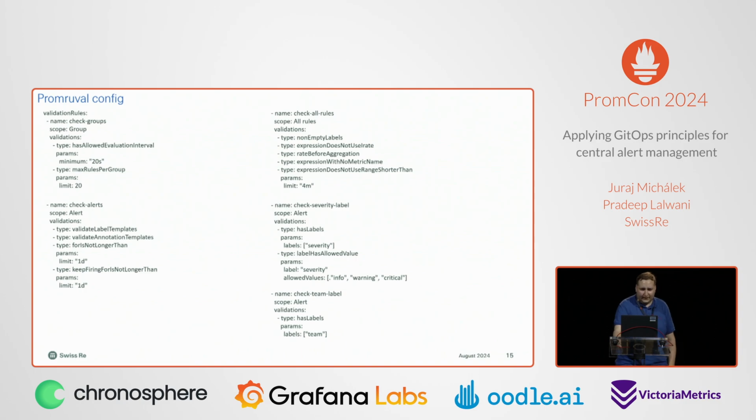20, right? 20. We also enforce, as I mentioned, for example, a certain set of severity as a mandatory label, and we also enforce values that are allowed. We also check that we have a team label on each alert, so there's clear ownership, and we also run some default upstream validations.